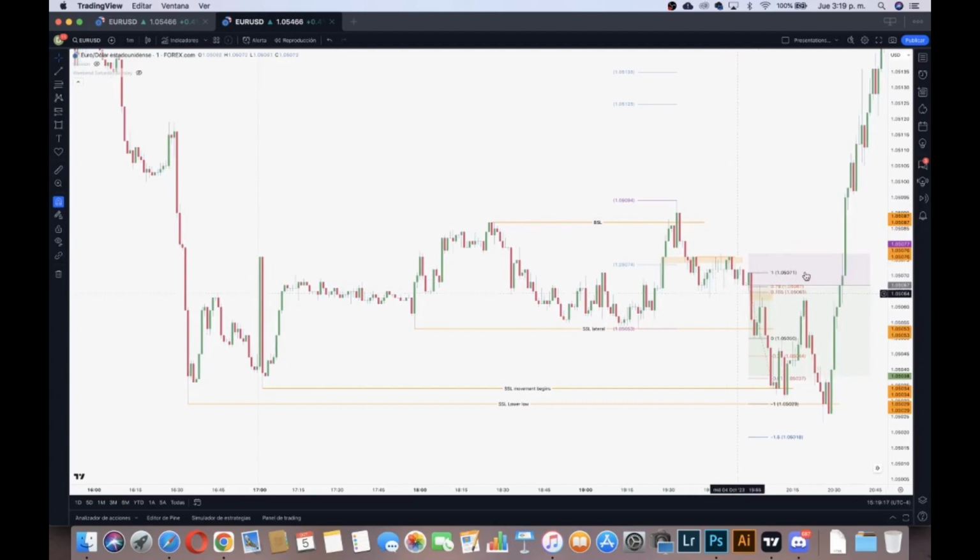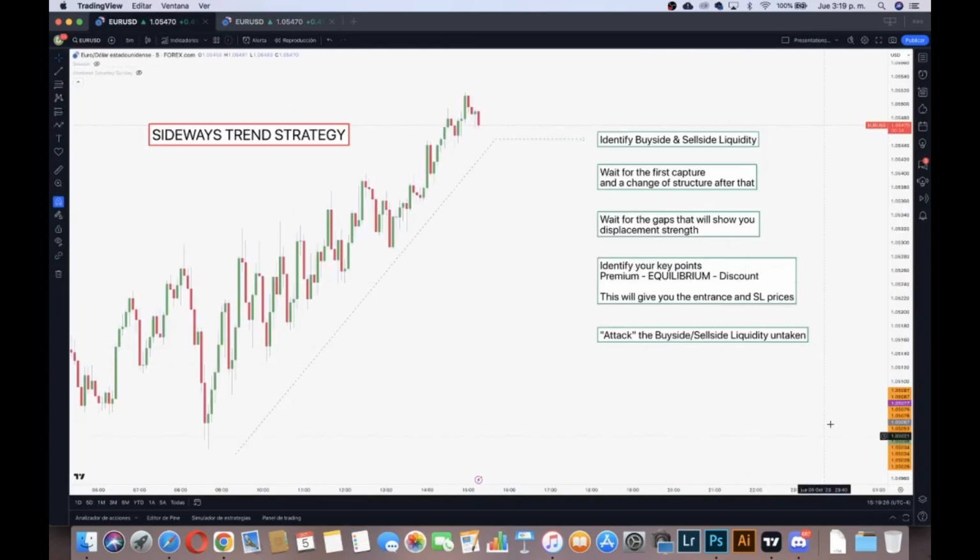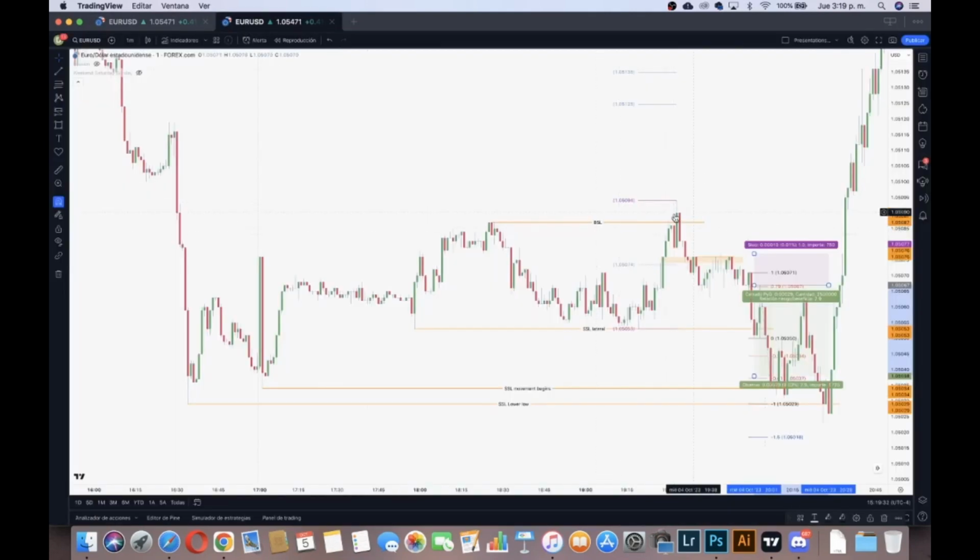So after we put our trade just right there, what's the exit or the points we are attacking? As I told you before, attack the buy side or the sell side liquidity that's untaken. So if this buy side was already taken, we're going to attack the sell side. And also with the Fibonacci, we can see how beautifully it matches with the sell side liquidity just right there. So that will be our take profit point. And this is a beautiful trade, 3.8.